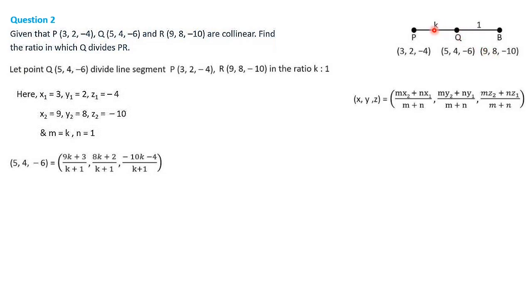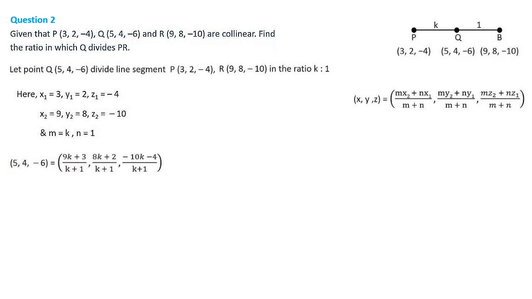9 into k, that is 9k, plus 1 into 3, that is 3, divided by m plus n, that is k plus 1. Next is again k into 8, that is 8k, plus 1 into 2, that is 2, divided by k plus 1. Next is k into -10, that is -10k, then 1 into -4, that is -4, by k plus 1. Now the ordered triplets are equal, which means the corresponding coordinates will be equal.